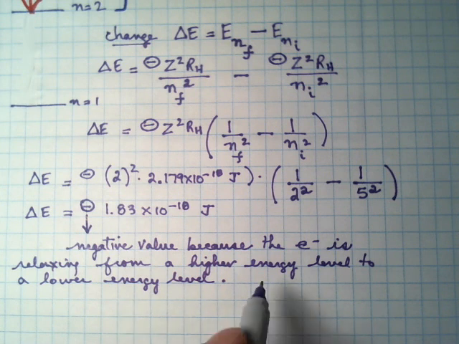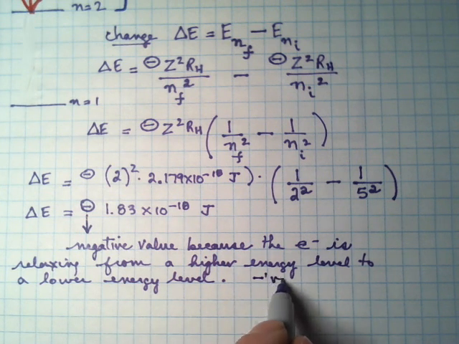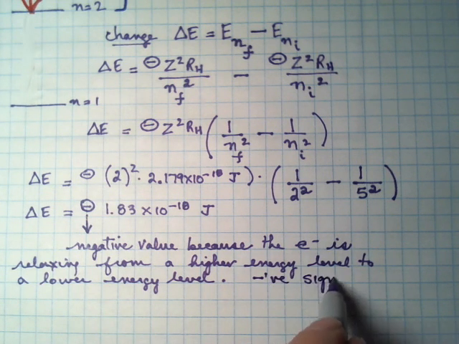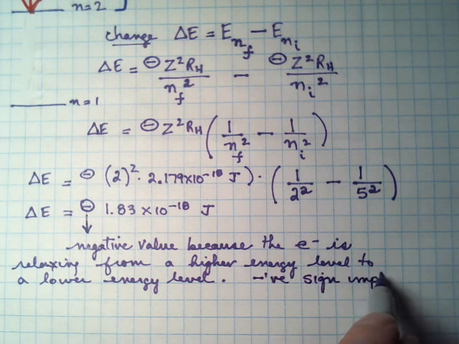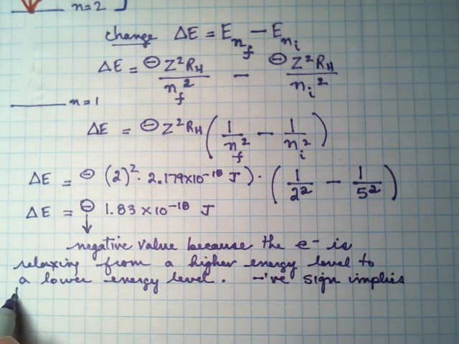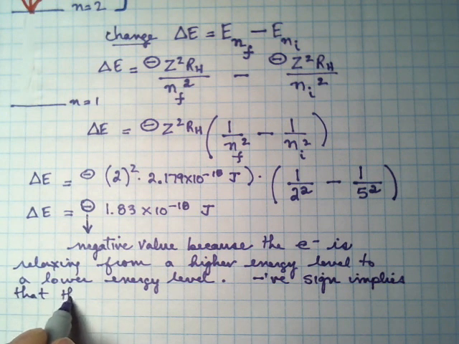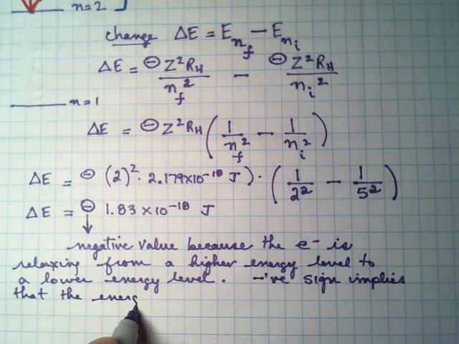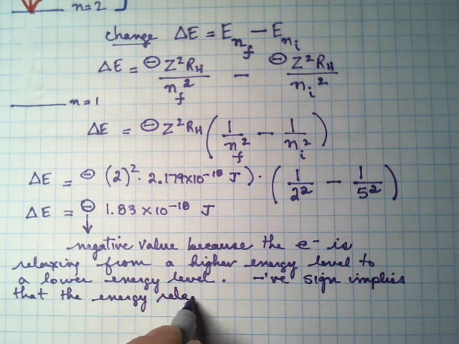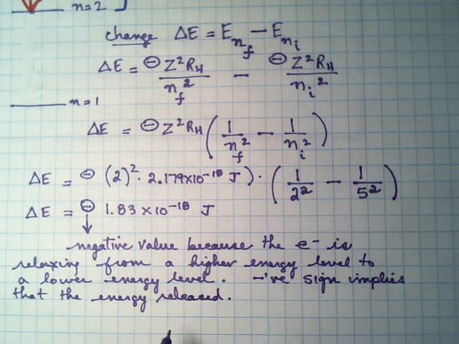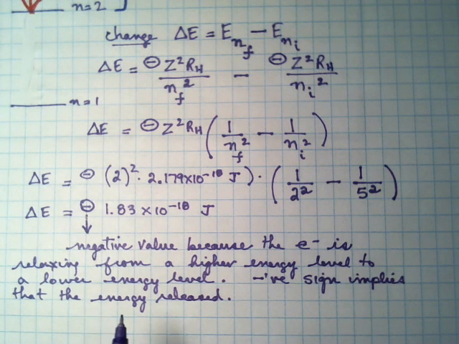is negative. And I would also say that the negative sign implies that the energy is released. And I think you've seen that concept in high school, where when you do a reaction and energy is released, you call it exothermic, and you determine that delta H is a negative value. You can relate that to what's going on here. The negative sign implies that energy is released from the atom.